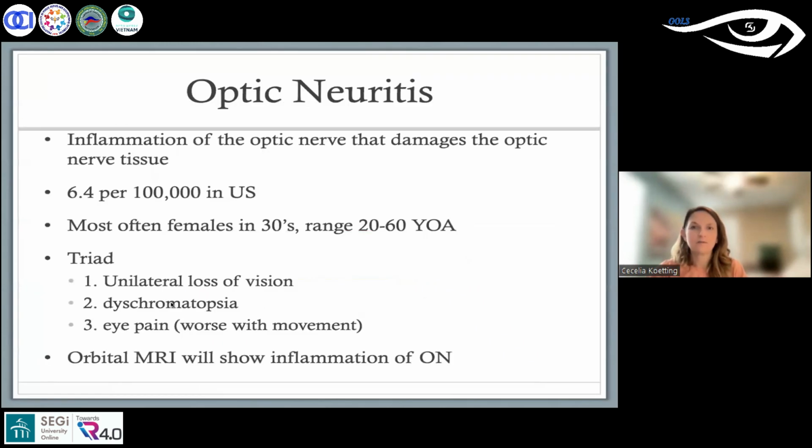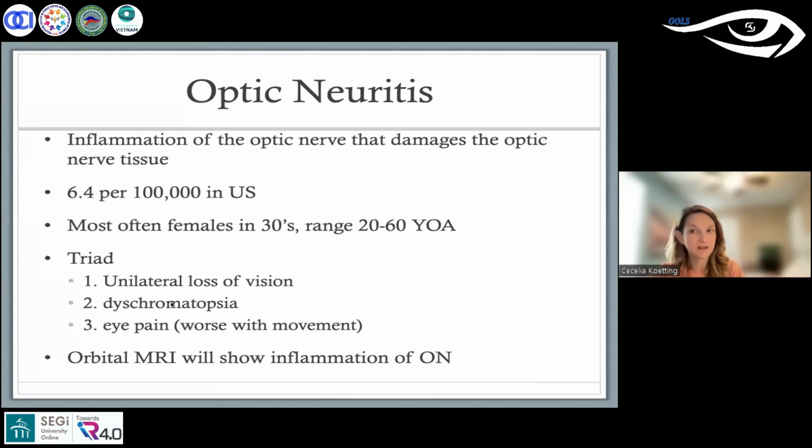Now, optic neuritis, remember, is inflammation of that optic nerve that damages the optic nerve tissue. 6.4 out of 100,000 in the United States have this issue or will have this, most often females in their 30s, and that's because it is highly related to being one of the first signs of MS. The triad is unilateral vision loss, dyschromatopsia, which is that red cap test, loss of some of the color vision, and eye pain that's worse on movement.